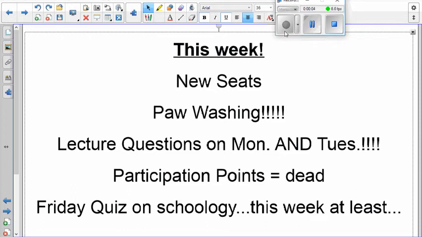Paw washing obviously is even more important than it was before. You've got to wash those paws when you come in.